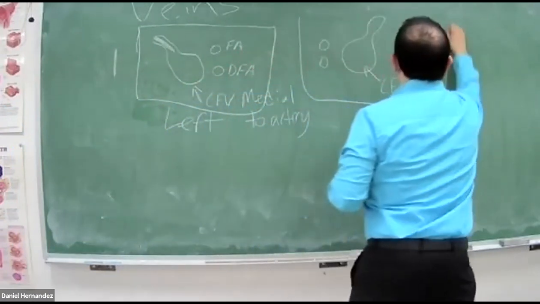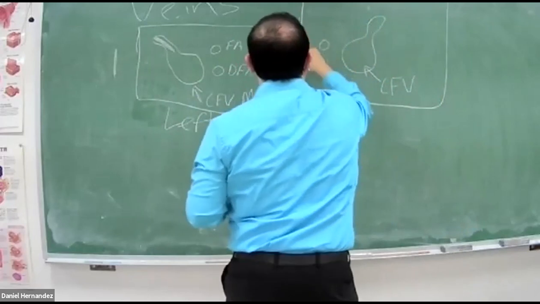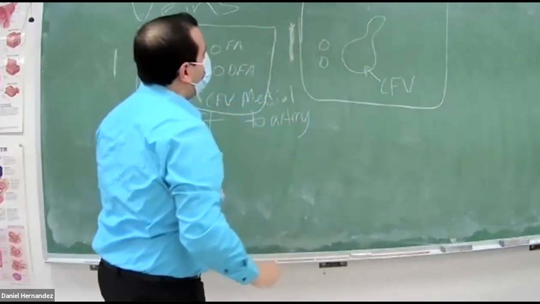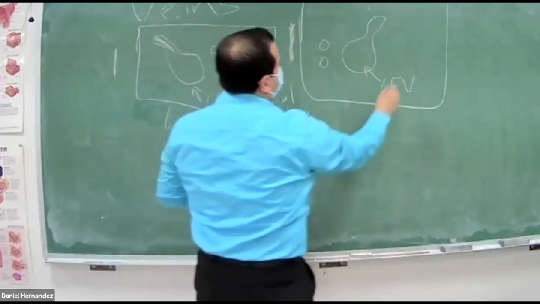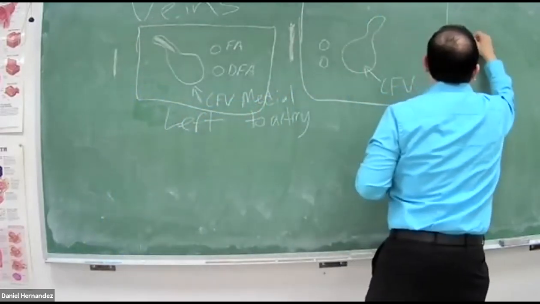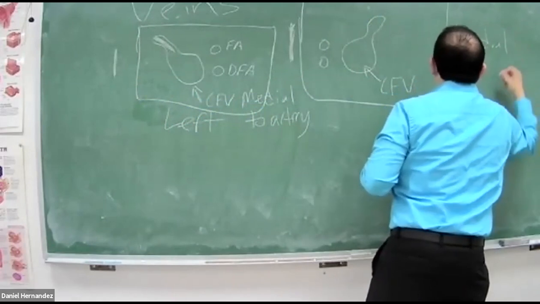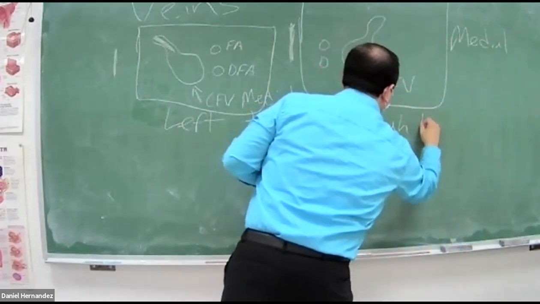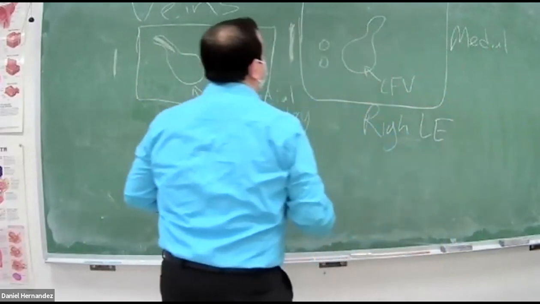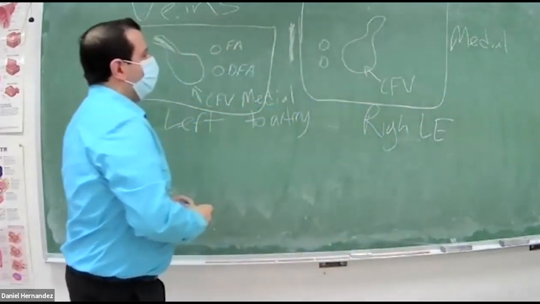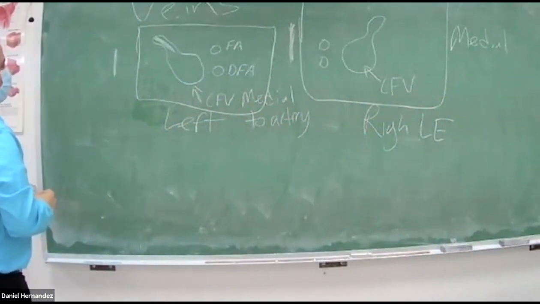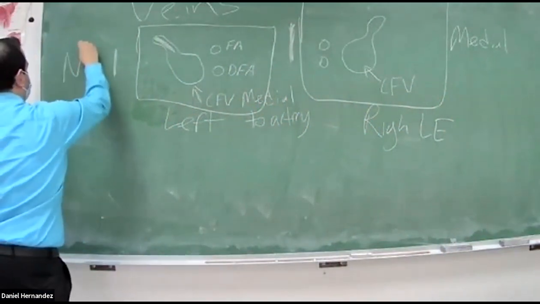Have the same picture on this side now. This is our camera, so over here is going to be our notch. So the patient's right, so then now this is going to be medial. This is going to be the right leg. On this side, this is medial.